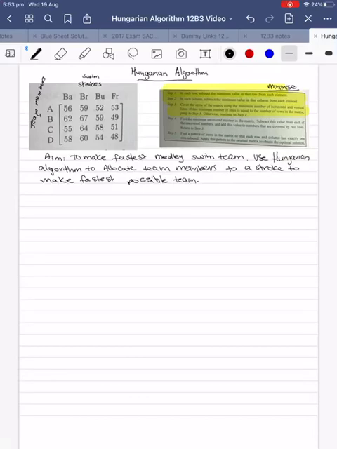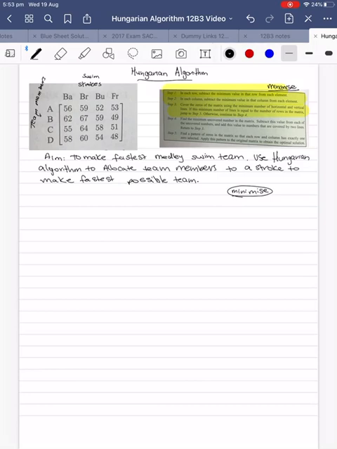Okay, so we're about to do the Hungarian algorithm. Just so you know, what we have here is 4 swimming strokes and a team of medley swimmers. What we need to make is the fastest team possible. So what we need to do is minimize this algorithm. I'm just going to write the word minimize. Okay, now we're going to get started.